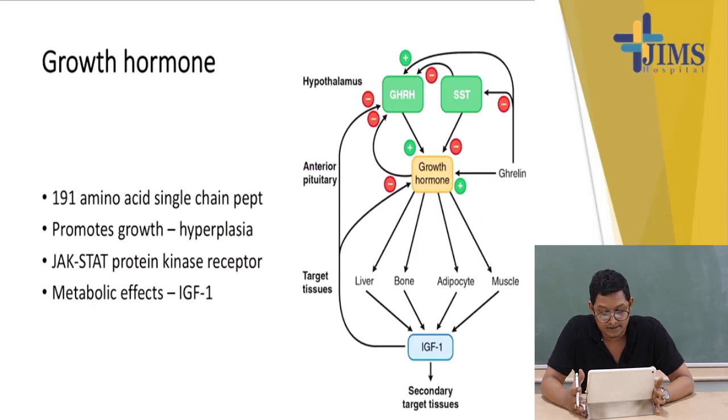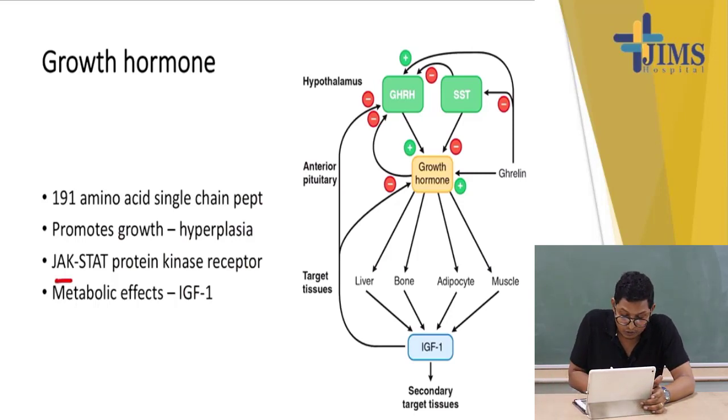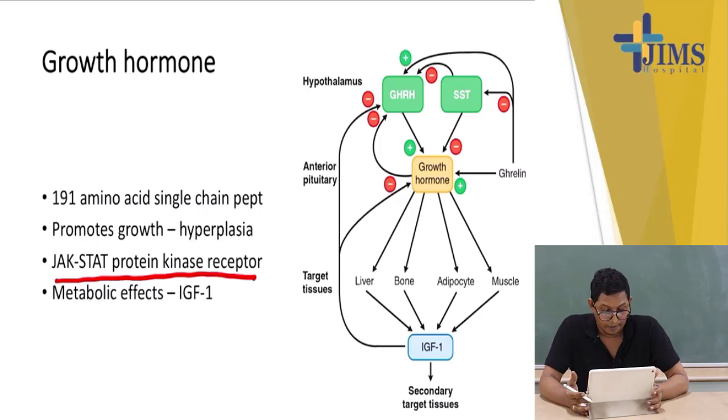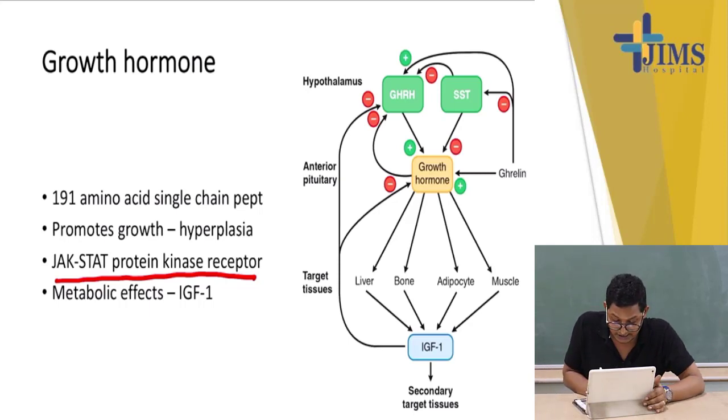So first let's discuss growth hormone. This growth hormone is a 199 amino acid single chain peptide. It promotes growth in all the organs by inducing hyperplasia. It generally acts through the JAK-STAT protein kinase receptor. The main metabolic effects are induced through IGF-1, which is also called insulin-like growth factor 1.